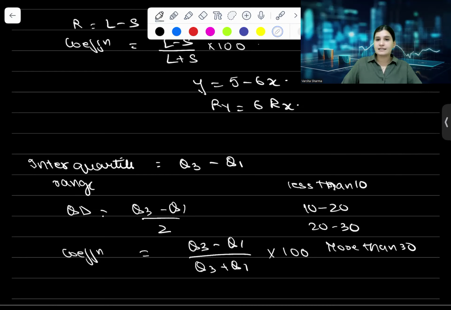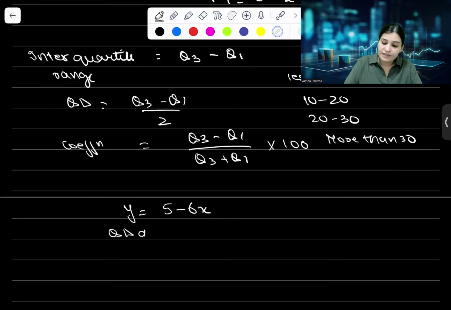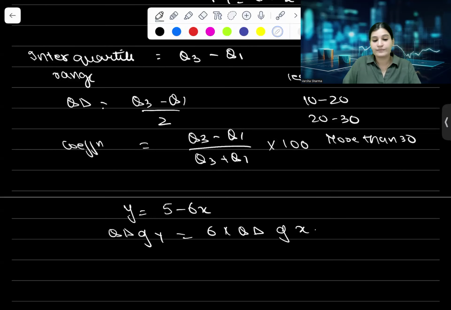So in open-end classes, in case of central tendency, we can only find median and the quartiles. In case of dispersion, the only thing that we can find for open-end class is quartile deviation, because it is not affected by the extreme observations. I'm not bothered with the first and the last interval. Again, it is not affected by origin, but it is affected by scale. So if I give you y is 5 minus 6x, then quartile deviation of y will be 6 into quartile deviation of x. Any doubt till here?